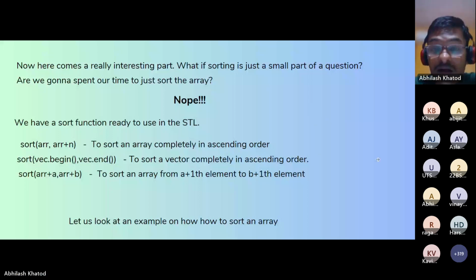Let's look at the code and see how it works. The theoretical part is okay, but let's work on the code.